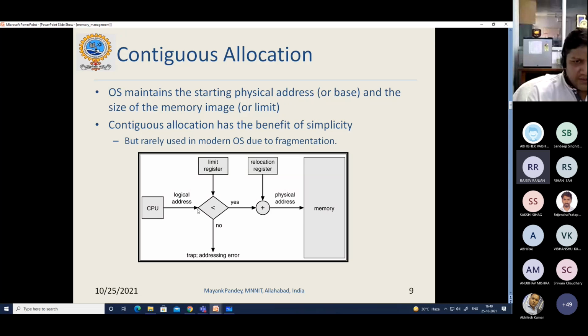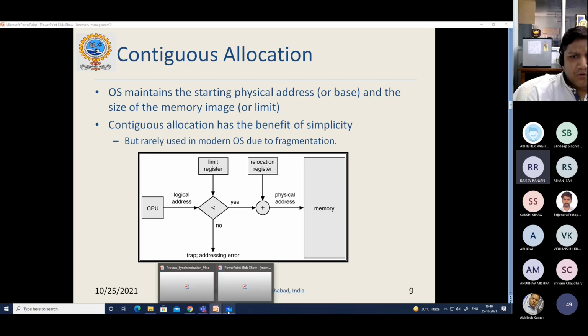So a logical address is created. You see the limit register. If it is less than that, okay. Then you use the relocation register, which will give you the base. And then you add the logical address, you get the physical address. Fine. So it is just like the relative addressing mode, if you remember.